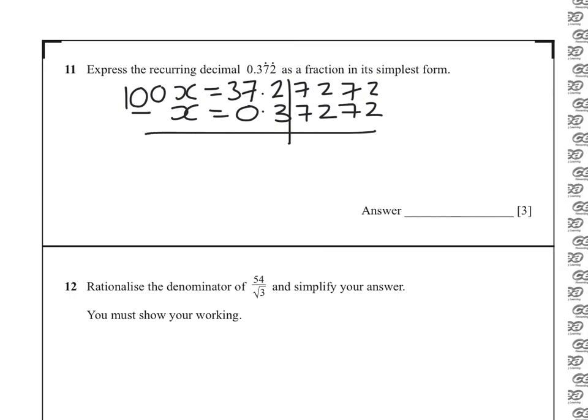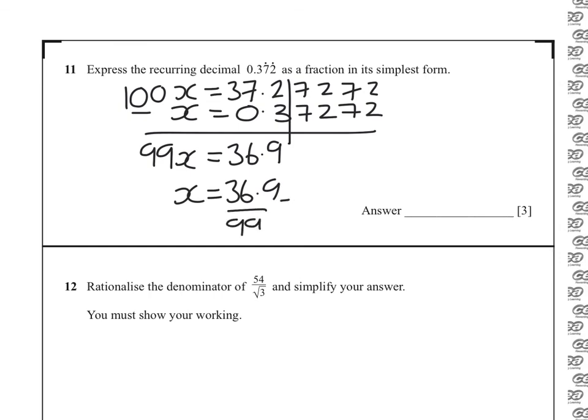So if I subtract them, I get that 99x equals 36.9. So x would be 36.9 over 99, which is 369 over 990. 9's going to go into both of those. 9 goes into 36 4 times and goes into 9 once. And it goes into 990 110 times.